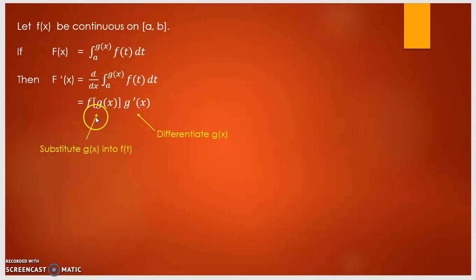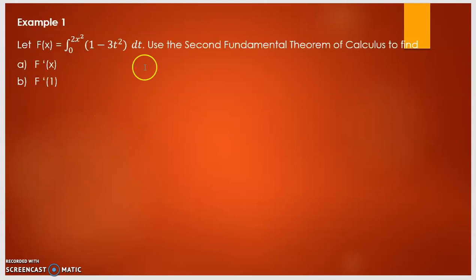Or we can straightforwardly substitute g(x) into the function f(t) and then multiply by g'(x), which means that we differentiate g(x). So we substitute g(x) into the function, and then we multiply with the differentiation of g(x). Let's look at example 1.